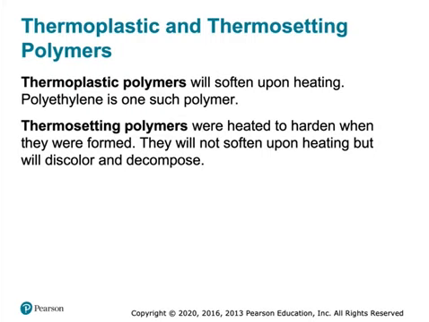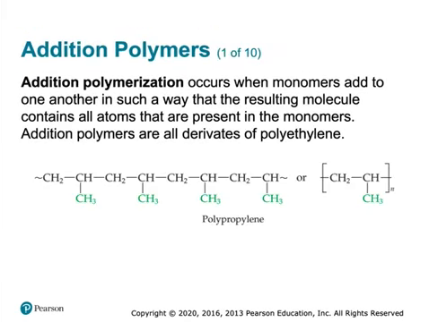Okay, so other types of polymers. Thermoplastics soften upon heating. Polyethylene is one of these. Thermosetting plastics harden when they're formed, so they do not soften. And the definition of the word plastic means it's moldable when it's molten. That's all plastic means. Metal is plastic, you could argue that way, but it's not a polymer.